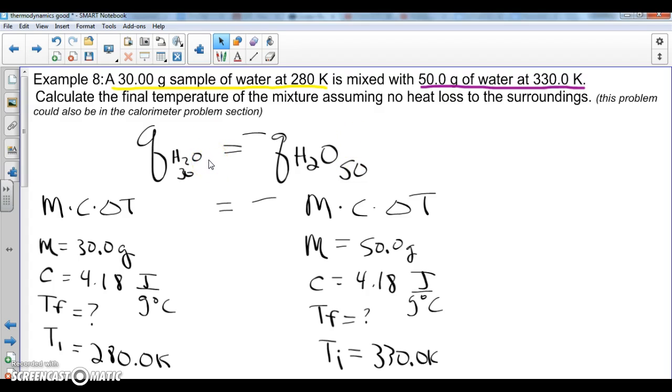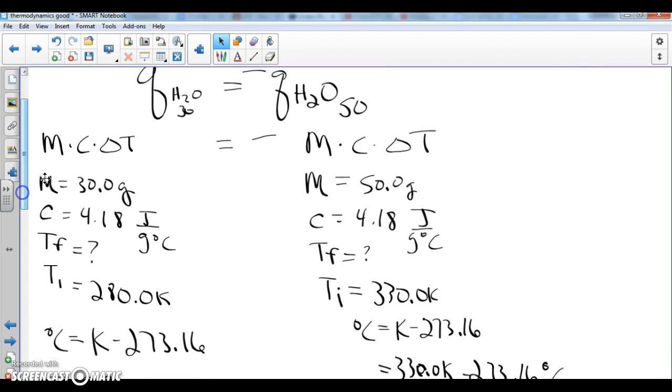So then for each we will figure out MCΔT, remember that's what Q stands for, so M times C times ΔT equals M times C times ΔT for this side, but we're going to make it negative. So before we plug anything in, we're going to do our same thing that we've always done. We're going to make our list of variables. So here I've made my list of variables.